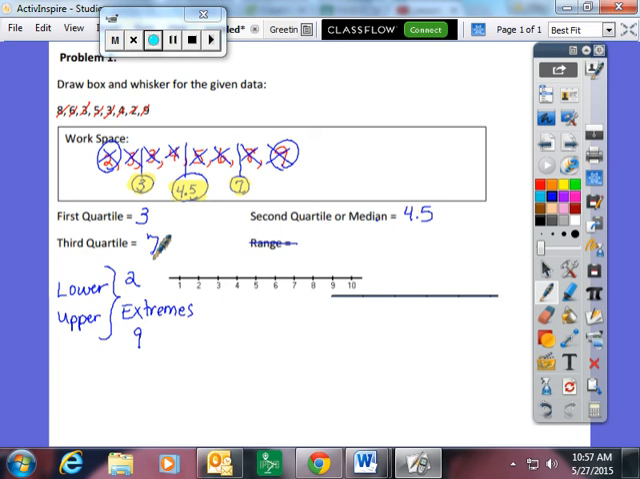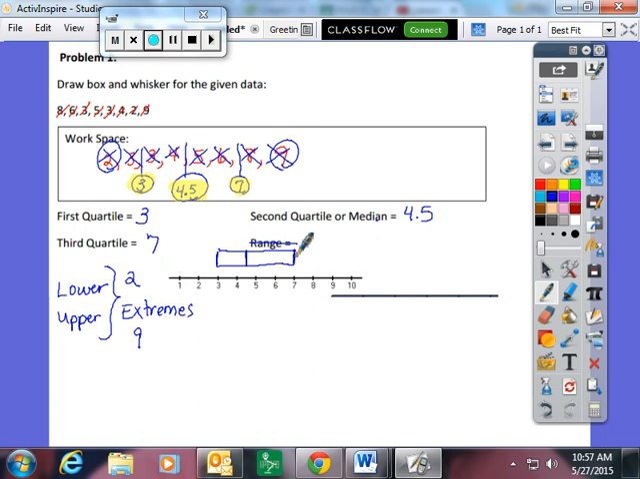The first thing I always do is I always do the median first. At 4.5, I'm going to draw a vertical line. Then I'm going to draw a vertical line at both my upper and lower middles. My lower middle is 3. My upper middle is 7. I'm going to connect these vertical lines to make my box. This box represents 50% of my data.